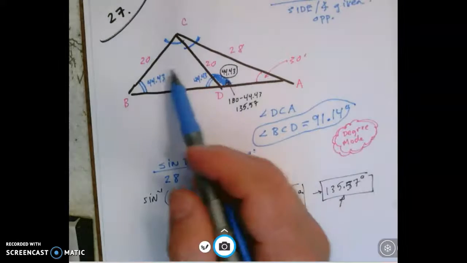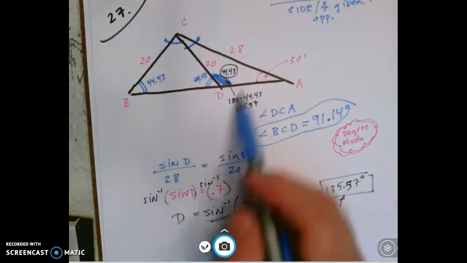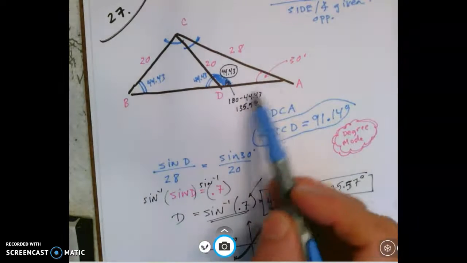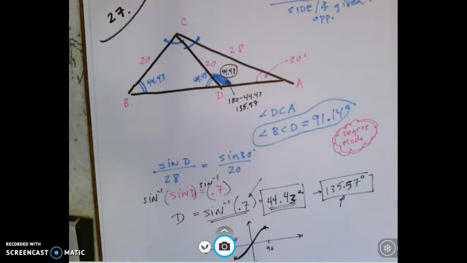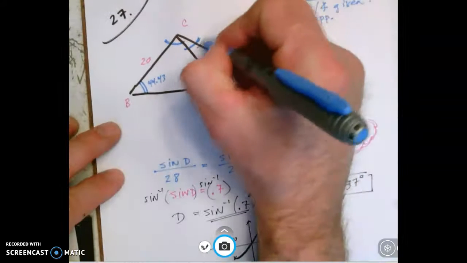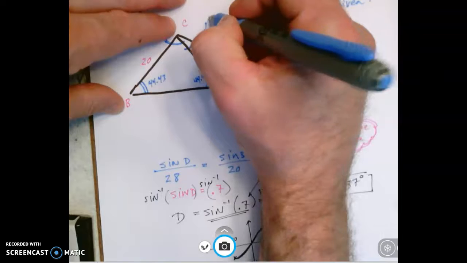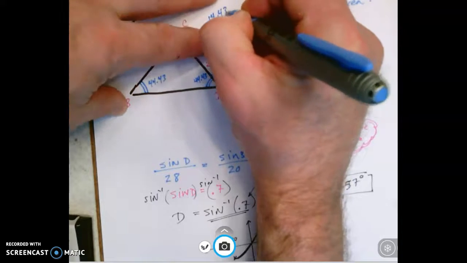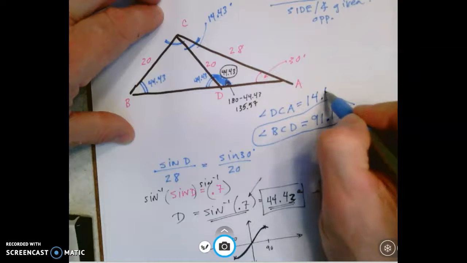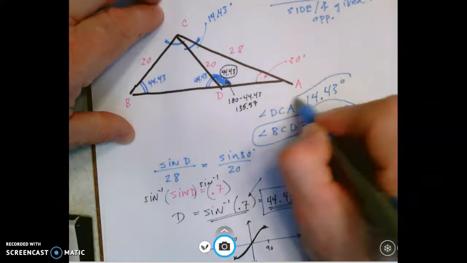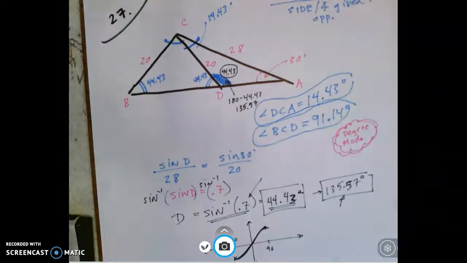Secondly, when we're looking at this full triangle right here, actually we can do it two ways. We can have a 30, a 135, and a little sliver there. That's what I'm going to do. 180 minus 135.57 minus 30, and this little sliver up here is 14.43 degrees. And that is that. Okay?